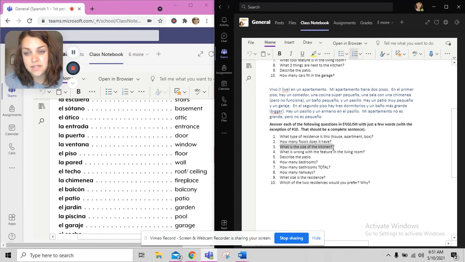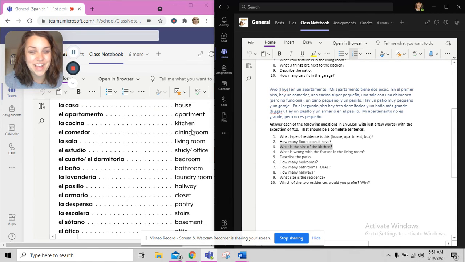Number 3, what is the size of the kitchen? So you're going to go to your vocab list, find the word for kitchen. You have cocina. So find the word for cocina. Here's the cocina. And then it says super pequeña. Super pequeña. Okay, so figure out, what does that word pequeña mean? I don't remember. I just gave you a clue for it.